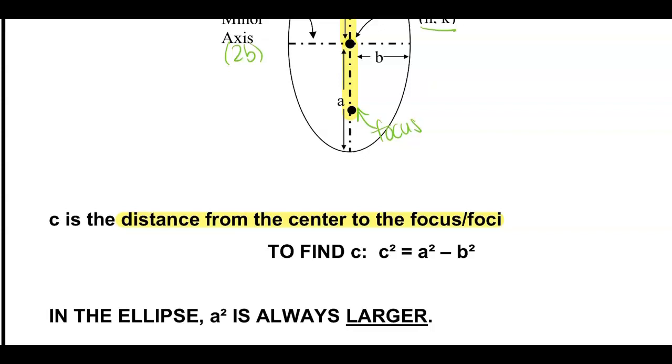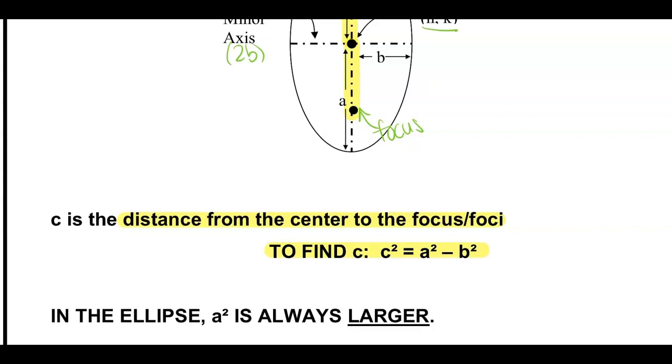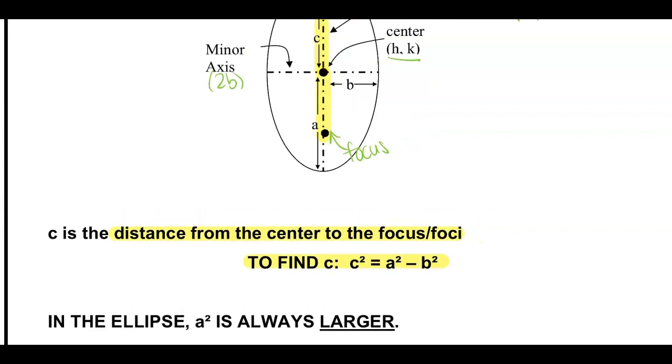So to find your C value, you're going to use this formula down here. And if you look at this formula like, hey, Miss Tapia, I remember this formula. Yeah, you should. It looks very similar to Pythagorean theorem, but it's a little different. The reason why it's a little different is because instead of it being added now, it's being subtracted. So whenever you're trying to find your C value, you have to use the a squared minus b squared formula to find your C.